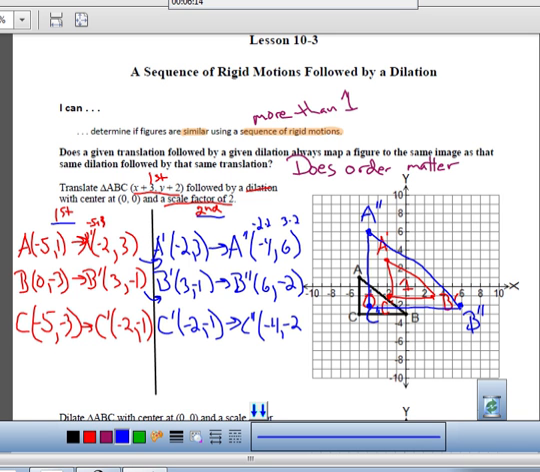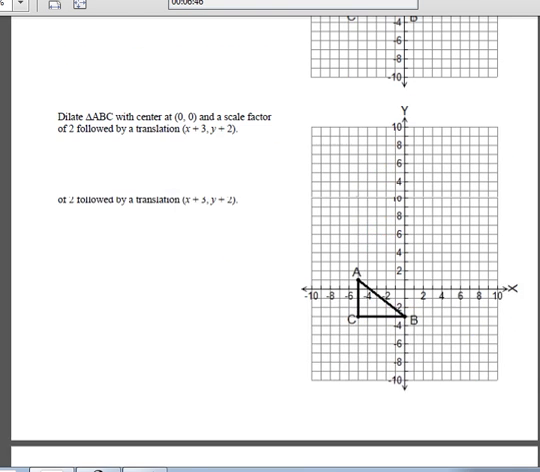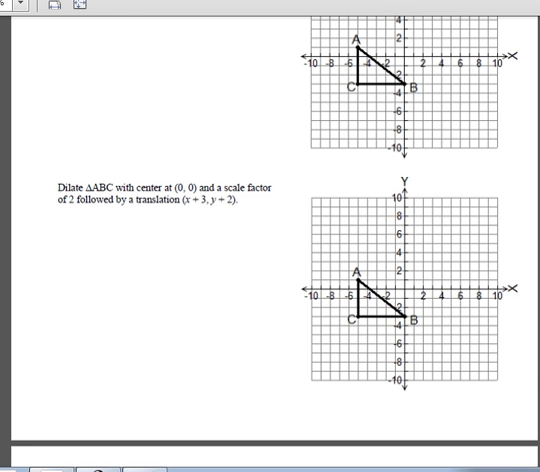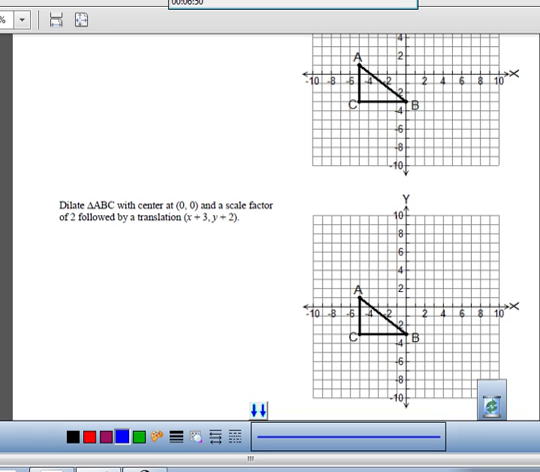Alright, so let's see what happens. I'm going to clear the screen, so pause it if you need to copy this down. Let's see what happens if we change the order that we do this. So this time, we're going to do the same transformations, a dilation with a scale factor of 2, but this time that's going to be first. And then a translation, that's x plus 3, y plus 3, that's going to be the second.